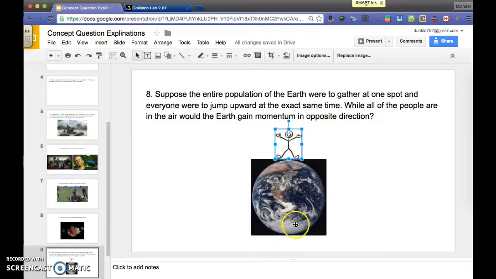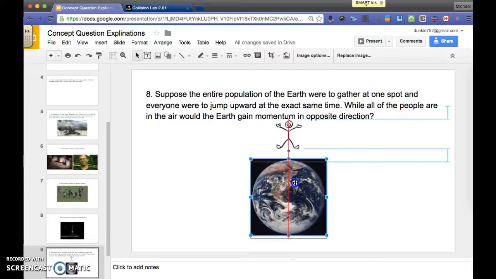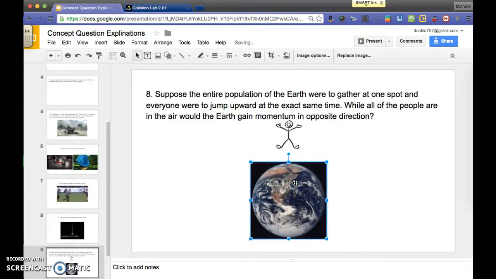Right now we have no total momentum because we're not moving compared to each other. But if we all jump up, yay, there we go. We all gain momentum in the upward direction. So in order for momentum to be conserved, the Earth must gain momentum in the downward direction. It's got to move downward. Now, because the Earth is so much more massive than we are, it's not going to move very fast, but it is going to move. So would the Earth gain momentum in the opposite direction? Yes, it would. Momentum has to be conserved.